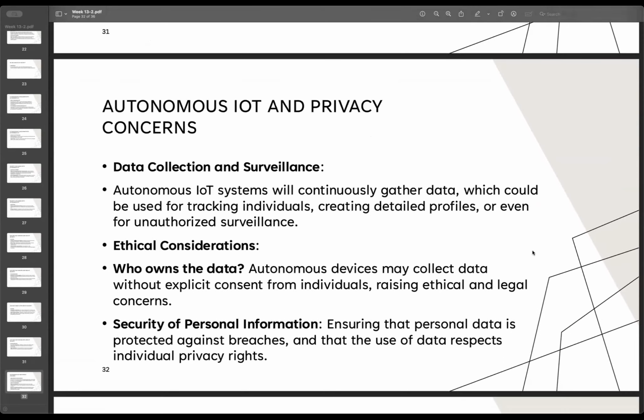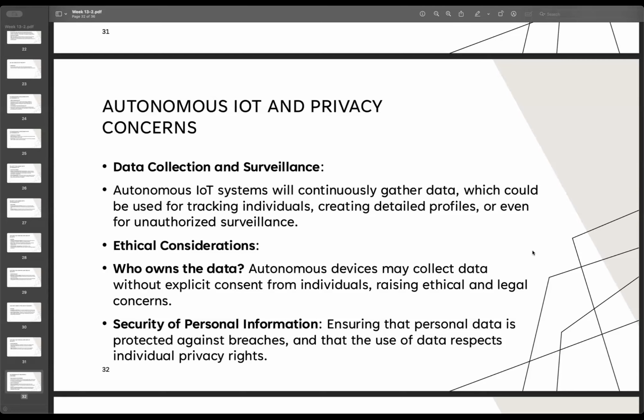And just like giving more related to the autonomous IoT and privacy concerns right here, including data collection or surveillance. Because the system will continuously gather data, it may be used for tracking individuals, creating detailed profiles, even for some unauthorized surveillance.